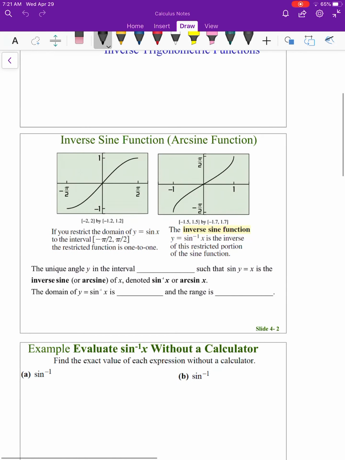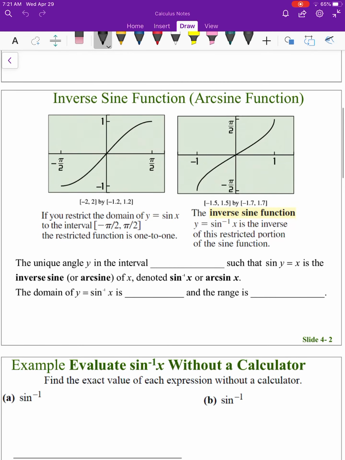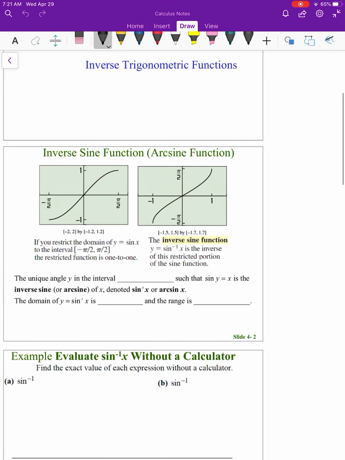4.7, inverse trig functions. The first inverse trig function that we're going to talk about is inverse sine.